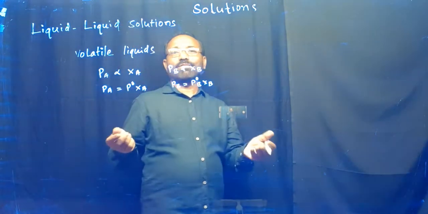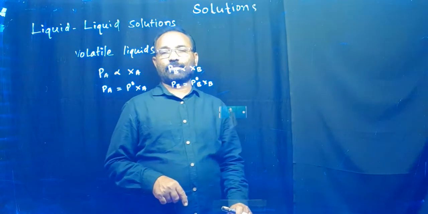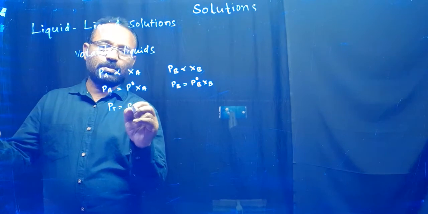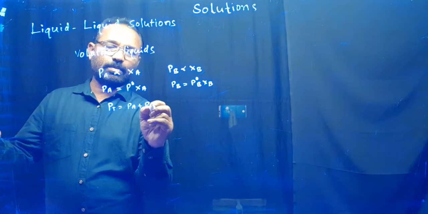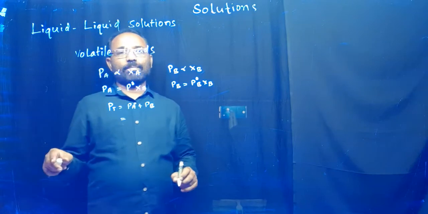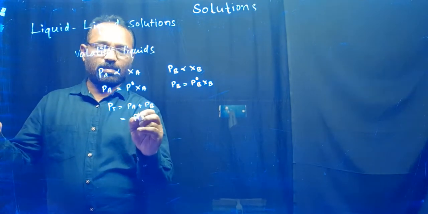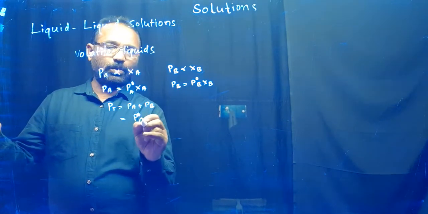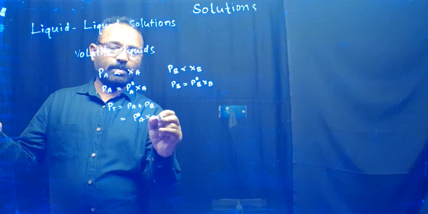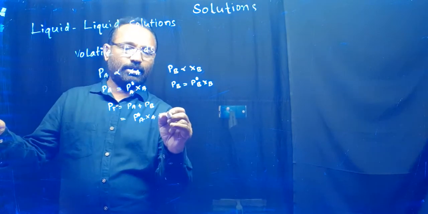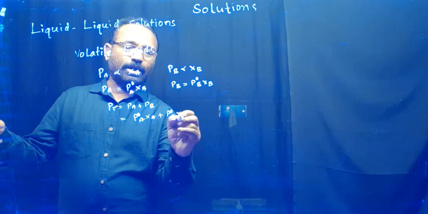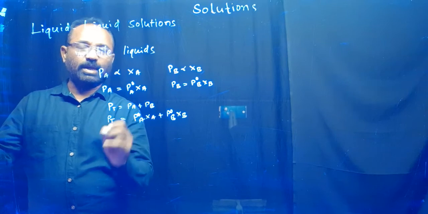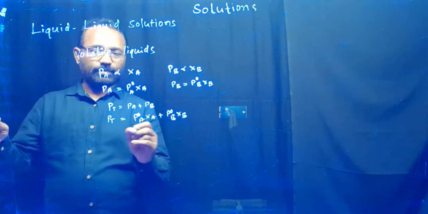Here these two liquids are in a closed vessel. Therefore, the total pressure PT equals PA plus PB. It means instead of PA we can write P naught A into XA, plus in the case of PB we can write P naught B into XB. This is P total.